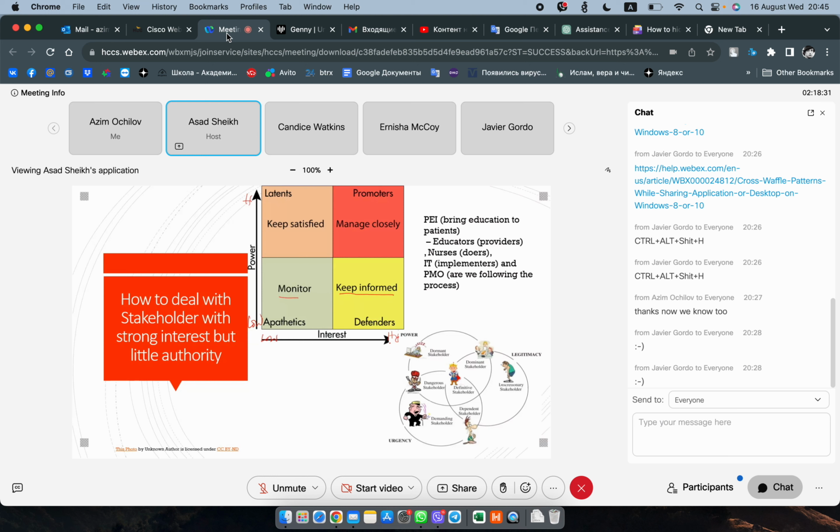If you have high interest and high power, you manage them closely. Makes sense, right? If the person has a lot of power and a lot of interest, you want to make sure you manage them closely, or else they can create issues for you, right? If they are so interested and have a lot of power, like the president, right? The president has a lot of power and may have a lot of interest. You're going to manage them very closely. Think of the president.